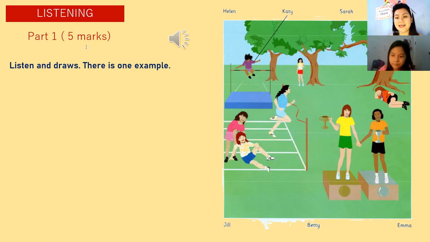recording, okay? I want you to take note where is Sarah, where is Jane, where is Jill, where is Betty, where is Emma, okay? And remember what they are doing, because you're going to make a line just like the example. Katy, okay, look at Katy. This is Katy. So you're going to find later on where is Sarah, Jane, Jill, Betty, and Emma. So I want you to listen carefully. I will play the recording twice, okay? So let's start.